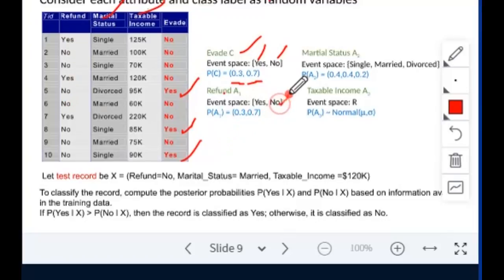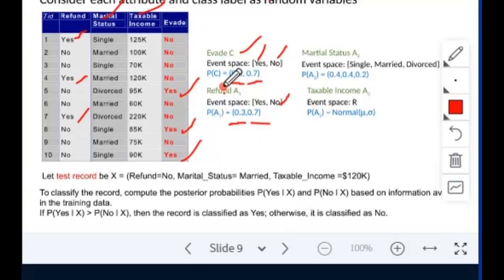This is different. Here we are talking with respect to refund, which also has two categories, yes and no. So for P of A, again, see how many times yes is occurring out of 10. Yes is occurring here 1, 2, 3, so it is 0.3. And how many times is no occurring? Obviously 10 minus 3, 7. 7 by 10, 0.7. Yes or no?